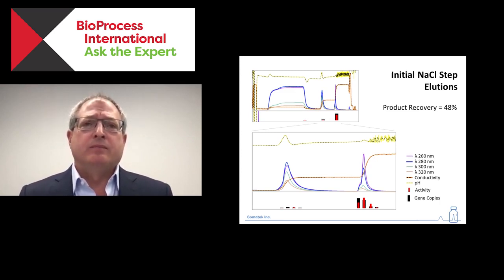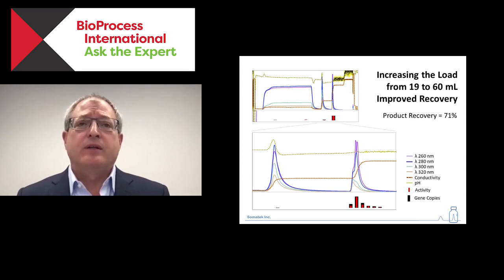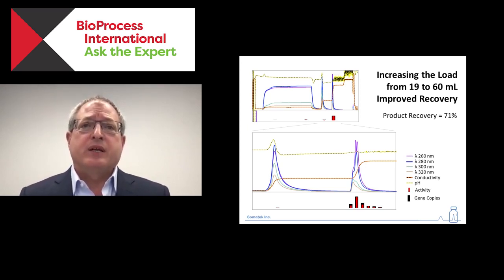At this point, we're having a hard time with chromatin contamination in our product. We introduced an endonuclease, a Serratia marcescens endonuclease, to digest the chromatin before going into the study. And we see that it's done no harm to our recovery, which is now up to 71%.